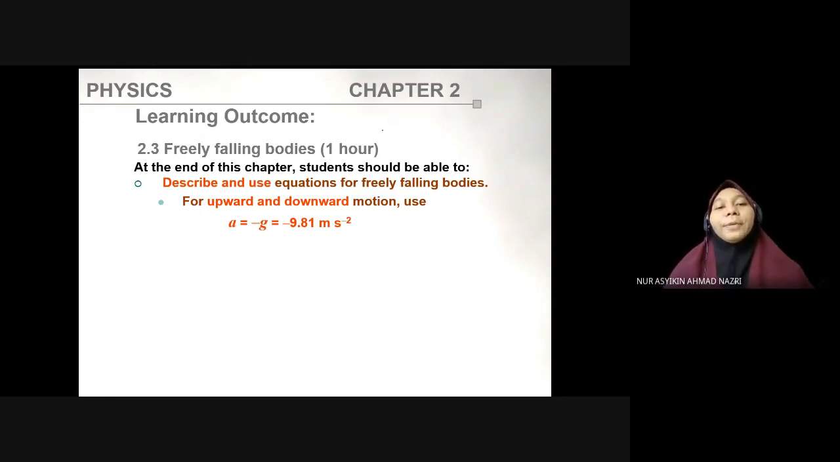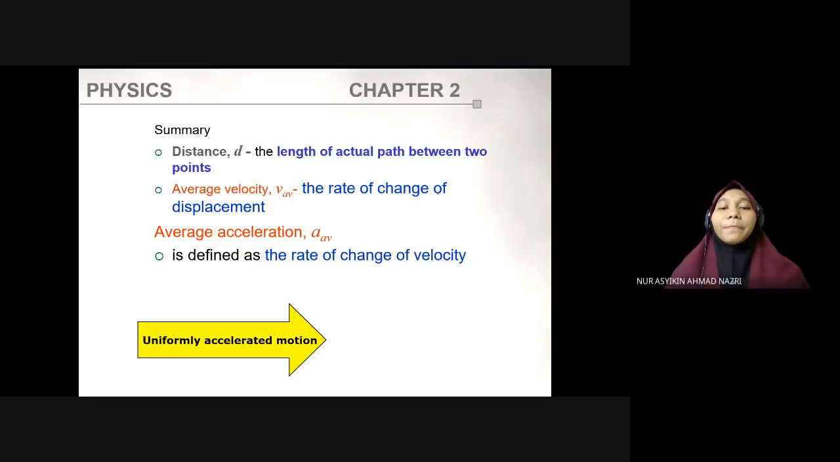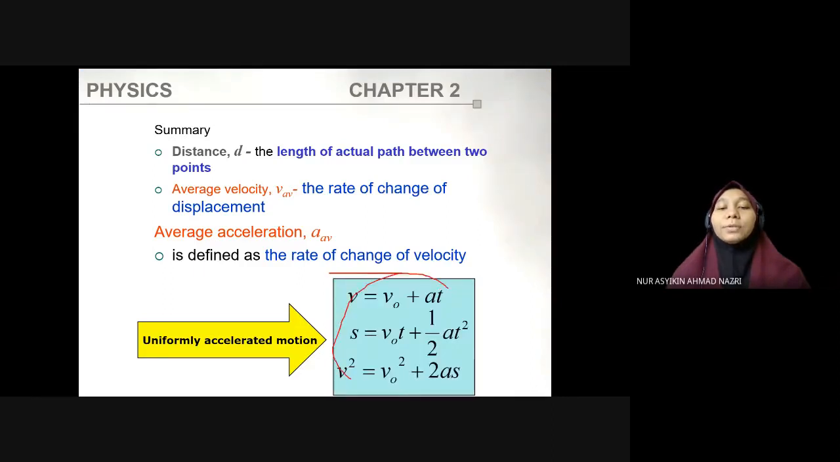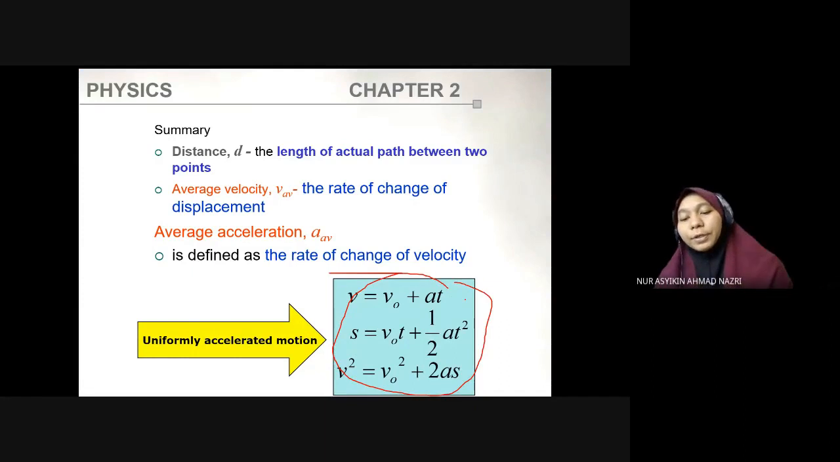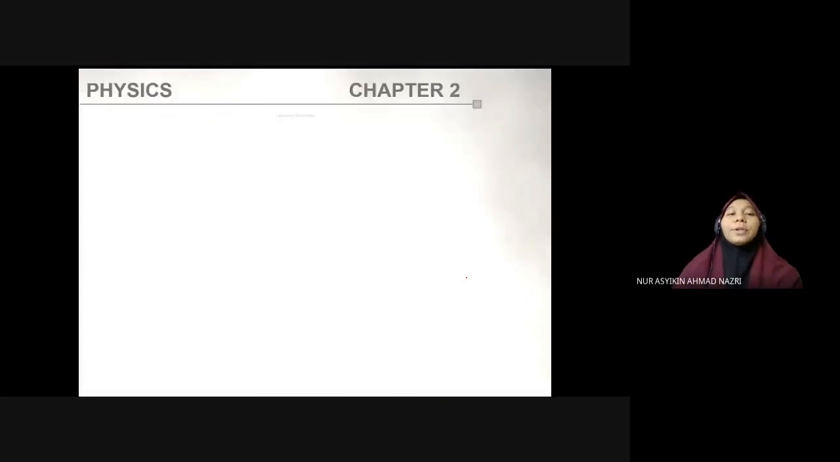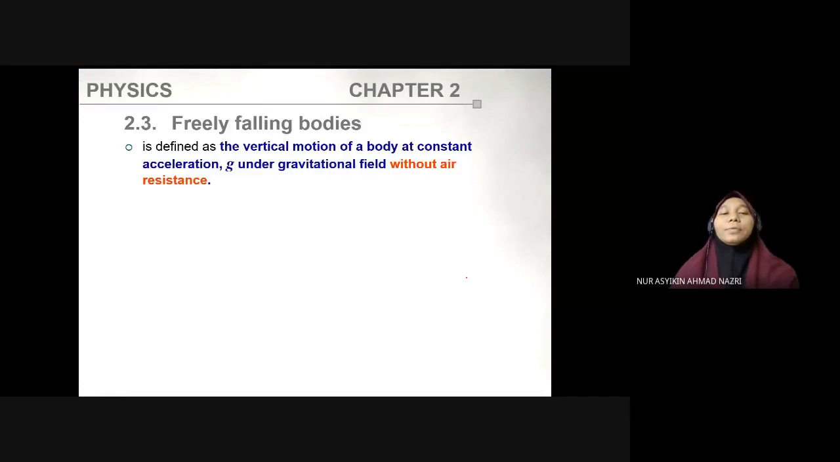Okay, so free falling bodies. Suppose it takes 1 hour for me to explain to you. Alright, so describe and use equations for free falling bodies for upward and downward motion. Okay, so kita akan gunakan equation yang ini juga. Okay, equation ini kita akan guna juga, but with some modification so that we can focus to solve vertical motion, ya. So kita akan alter sikit, modify sikit equation tu bagi dia boleh guna untuk free falling bodies pula.